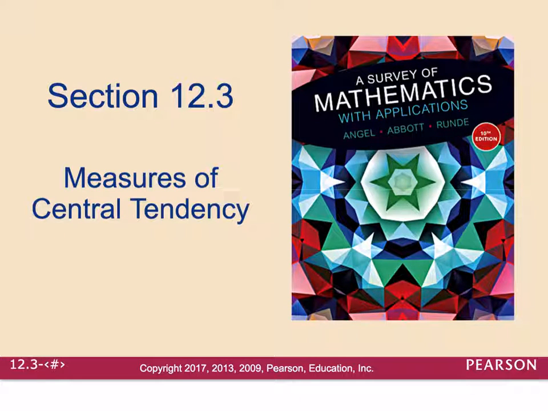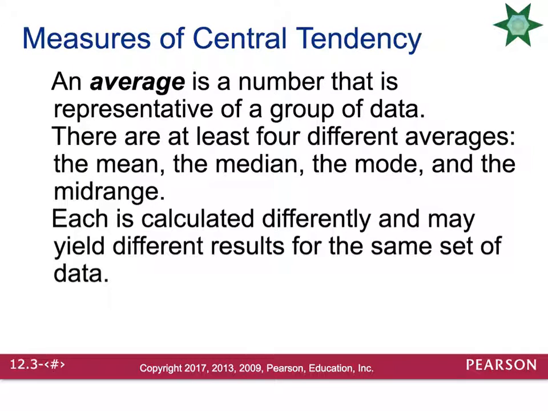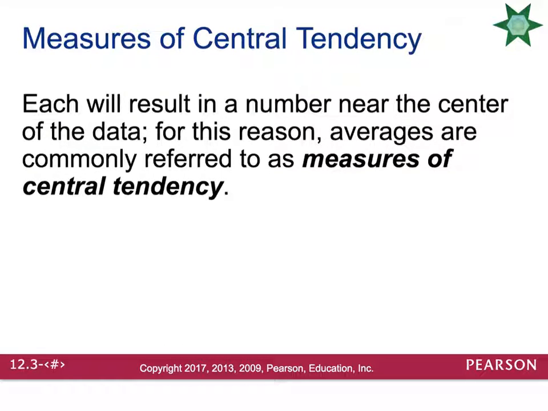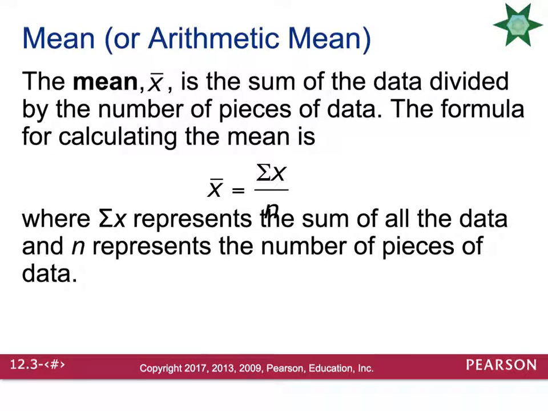Section 12.3 is measures of central tendency. An average is a number that is representative of a group of data. There are at least 4 different averages: the mean, median, mode, and the mid-range. Each is calculated differently and may yield different results for the same set of data. Each will result in a number that is near the center of the data, and for this reason, averages are commonly referred to as measures of central tendency.